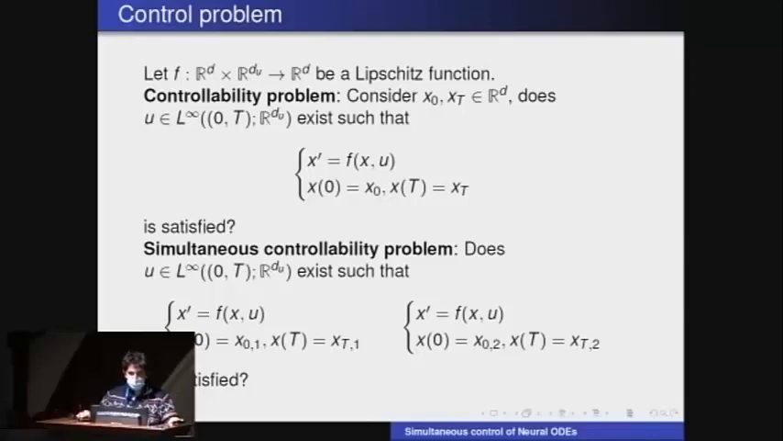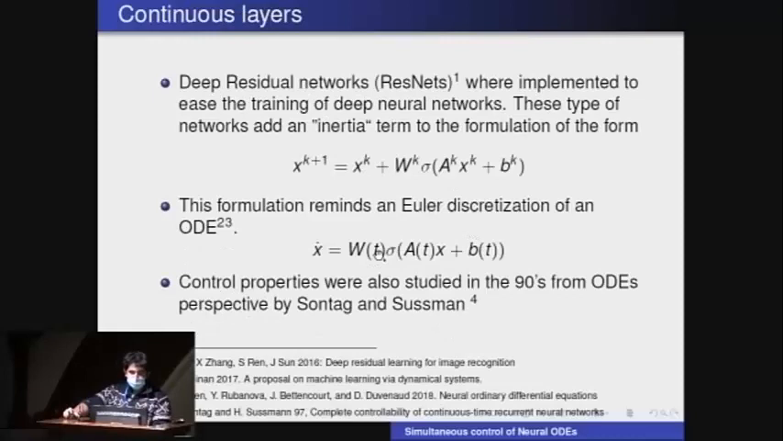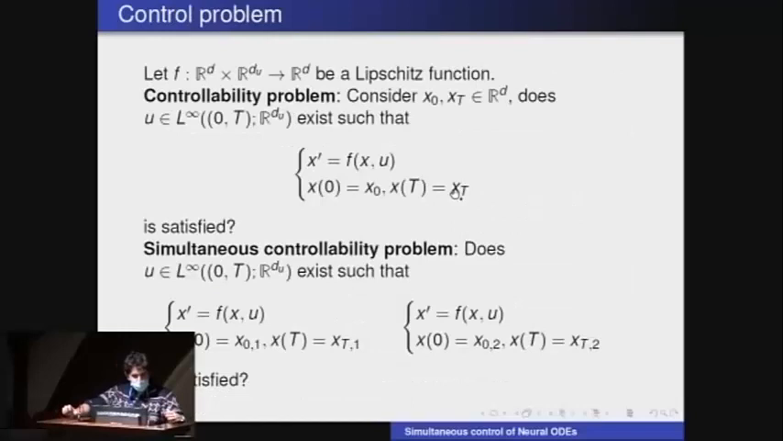So first of all, what is controllability? If we set an initial data x_0 and a target data x_T, the question is, does there exist a control function u such that the solution starting at x_0 with the function u at the final time is x_T? In our case, the controls will be the functions W, A, and B.